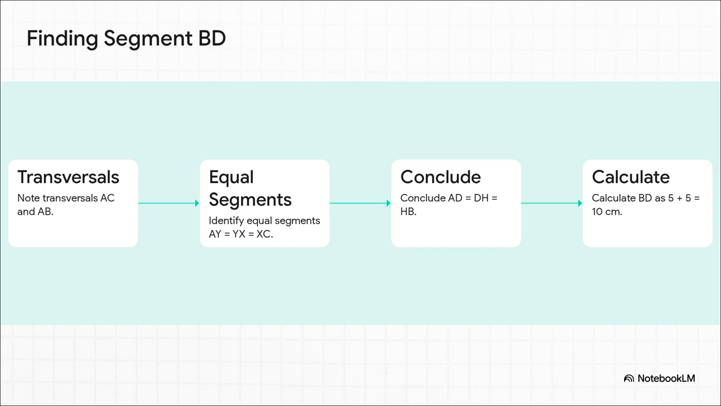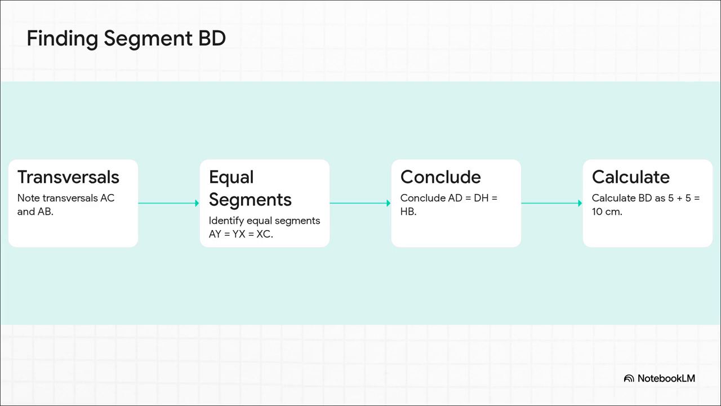We've got parallel lines crossed by two transversals, right? Notice how on the left side, the line AC is broken into three perfectly equal pieces, AY, YX, and XC. Now, because those segments are equal, our theorem absolutely guarantees the segments on the right side transversal, that's AB, are also perfectly equal. So if we look at that right side, the total 15-centimeter length of AB just gets split evenly into three pieces. That means AD, DH, and HB are each exactly 5 centimeters.